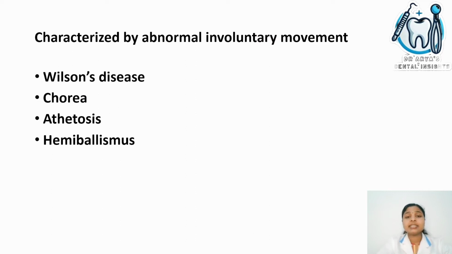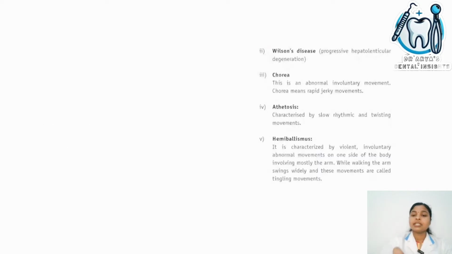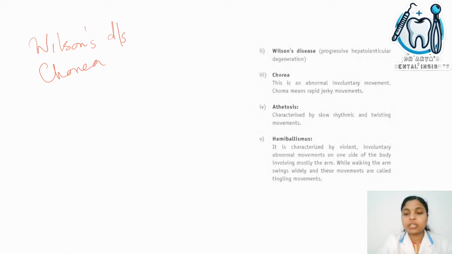What is characterized by abnormal involuntary movement? So, Wilson's disease, chorea, athetosis, hemibalismus. Which is the correct answer? So, first one is Wilson's disease. Wilson's disease is progressive hepatolenticular degeneration. Then chorea. Chorea is the abnormal involuntary movement. Chorea means rapid jerky movements.